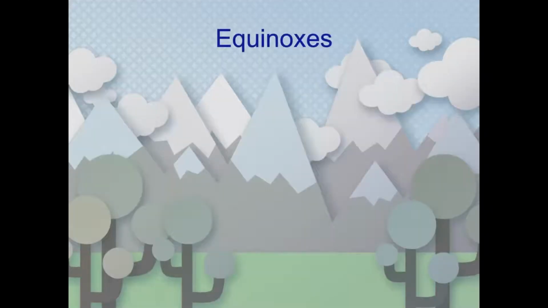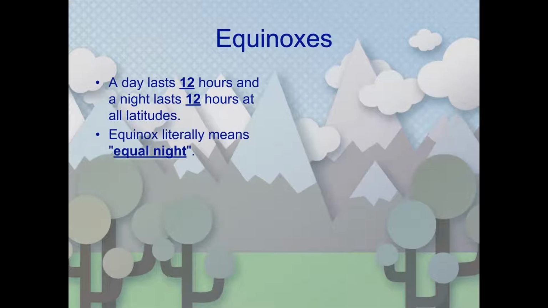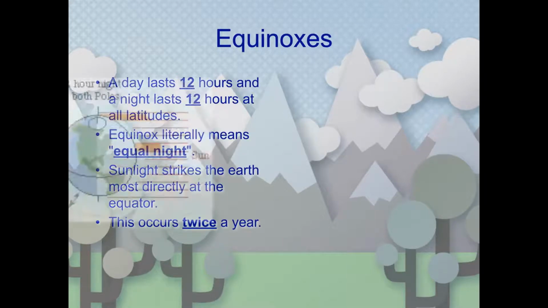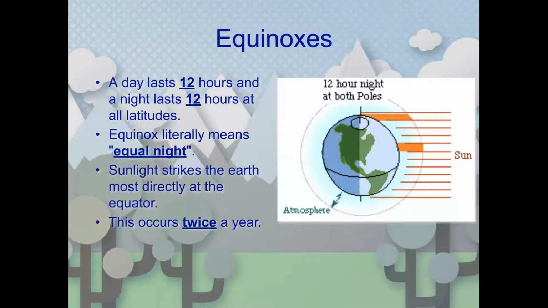But another word that I want you to become familiar with is equinoxes. Equinoxes are days where a day lasts 12 hours and a night lasts 12 hours. So we have an equal amount of day and an equal amount of night that makes up the full day, 12 and 12. Equinox literally means equal night.